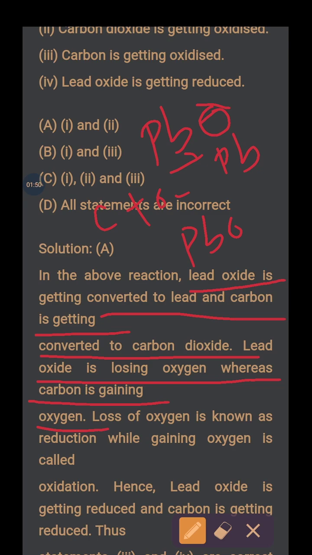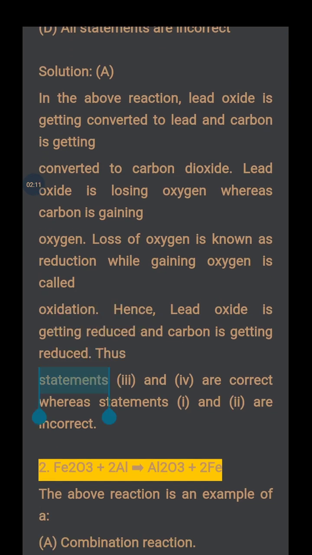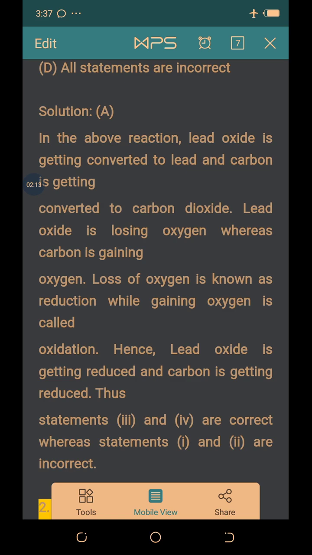And we know that the loss of oxygen is known as reduction, while the gaining of oxygen is called oxidation. Hence, lead oxide is getting reduced and carbon is getting oxidized. Thus, statements third and fourth are correct, sorry, whereas statements first and second are incorrect. This is the first question.